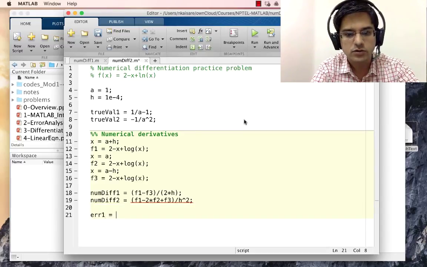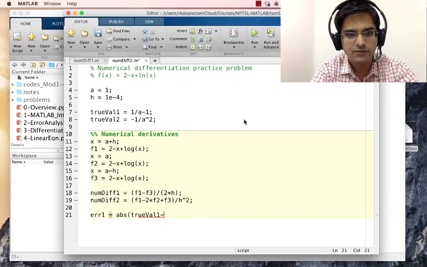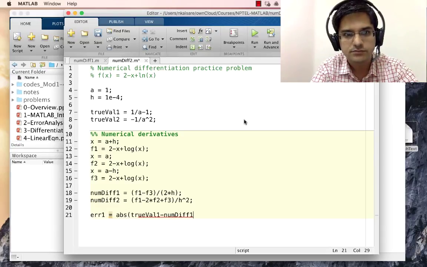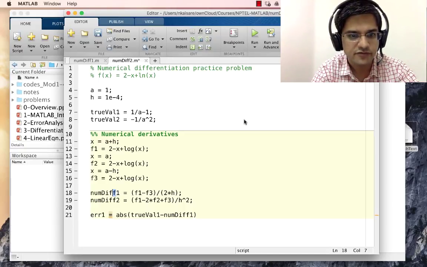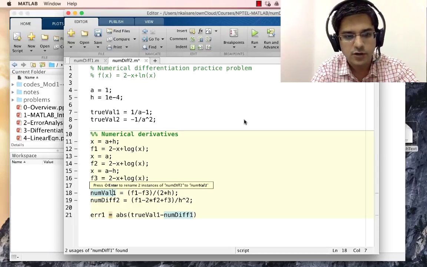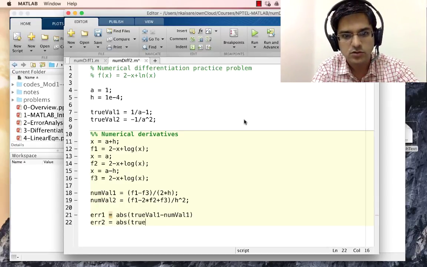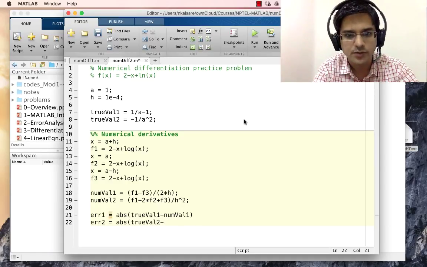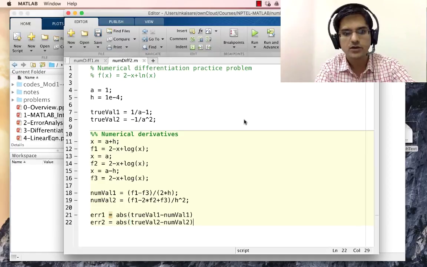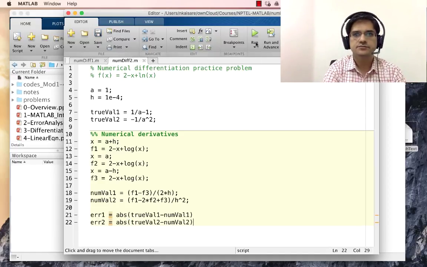ERR1 equal to ABS of Trueval1 minus numdiff1. Actually, rather than saying numdiff, we will call this numval. Press shift and enter, so all the values will get changed, and numval2. So that's error 1 and ERR2 equal to ABS Trueval2 minus numval2. Okay, let's save this and run this.